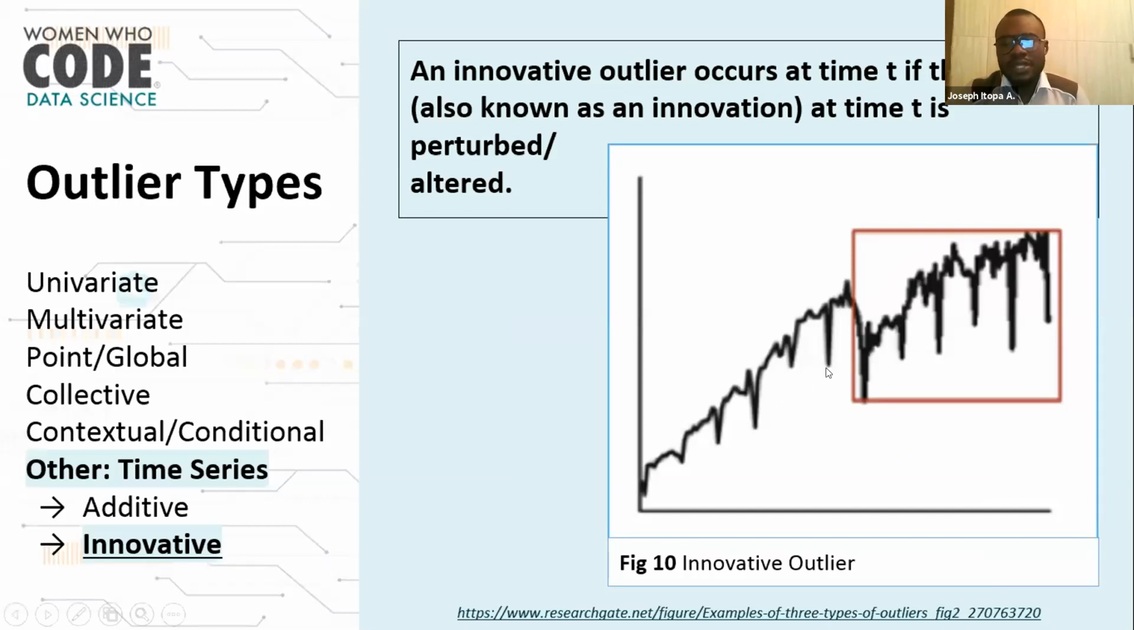And of course, you may be thinking, how do you handle an innovative outlier? If this happens, what are you going to do? We always have ways of handling problems. That is one of the things that makes us human. We find ways to solve problems. So we'll talk more about that.